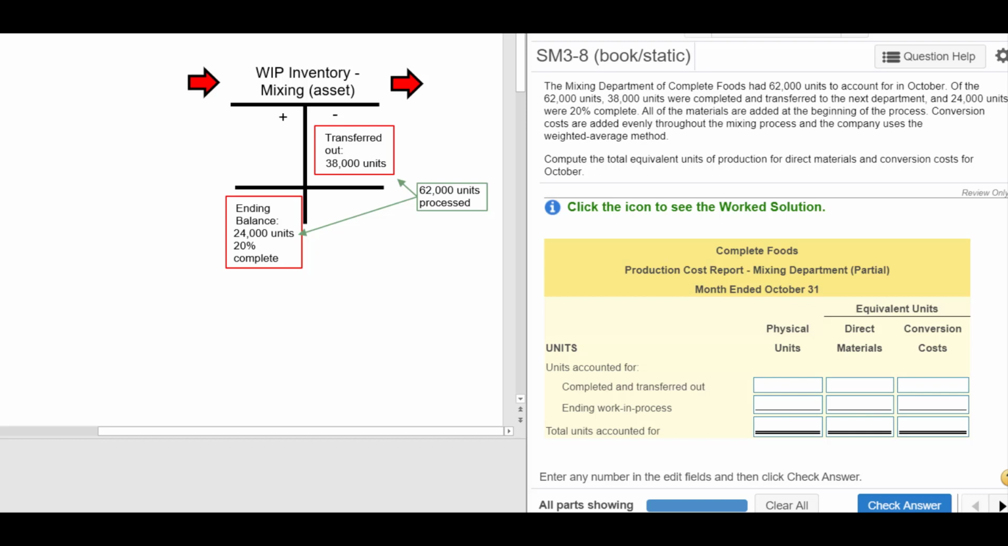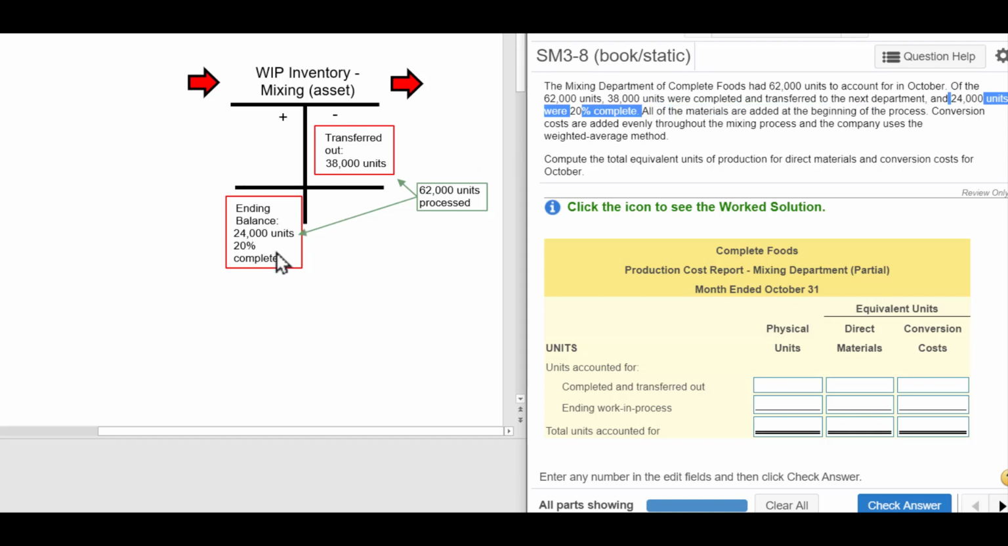Exercise 20-8, we're going to calculate the equivalent units of production for the mixing department. The mixing department of Complete Foods had 62,000 units to account for in October. So here's our 62,000 units. Of the 62,000 units, 38,000 units were completed and transferred to the next department. So 38,000 were complete, and 24,000 units were 20% complete.